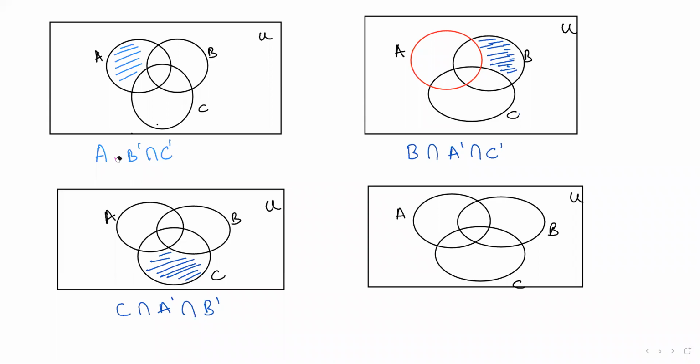Let's find some other examples. Let's see if we want the value of this region, a region which is common for A, B, and C. This can be easily written as A intersection B intersection C. Understand, we'll have only those elements which are present in all 3, not 2 of them, but all 3.